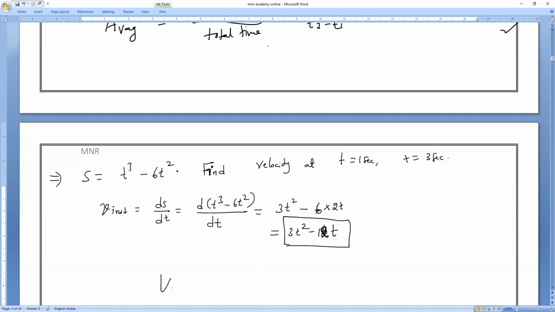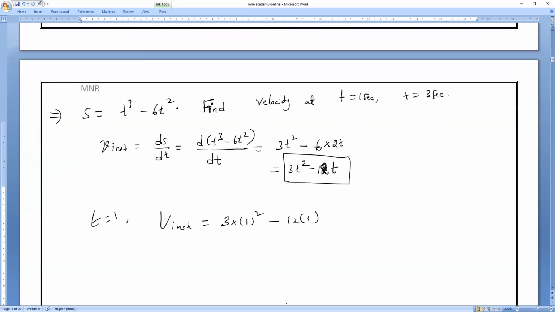Now they are asking V instant at t is equal to 1 second. V instant equals to what? 3 into 1 whole square minus 12 into 1. So what is the answer? It is decreasing velocity. So 3 minus 12, which is equal to how much? Minus 9 meters per second.